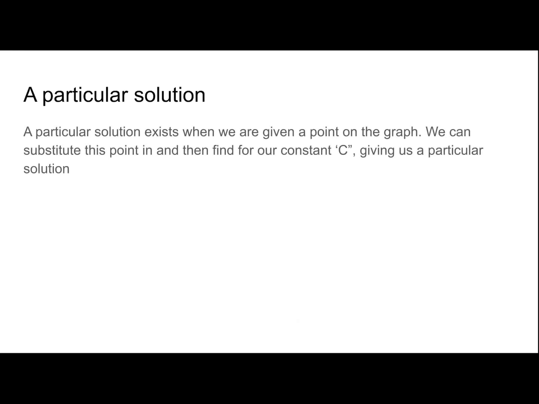Alright, so a particular solution. A particular solution exists when you're given a point on the graph. We can substitute this point in and find our constant c, giving us a particular solution. For example, find the particular solution to dg over dt equals g if g equals 2 when t equals 0. As you can see here, we can find the particular solution because we're given that when t equals 0, g equals 2. Give this question a try, and when you're ready, keep watching the video to find out the answer.